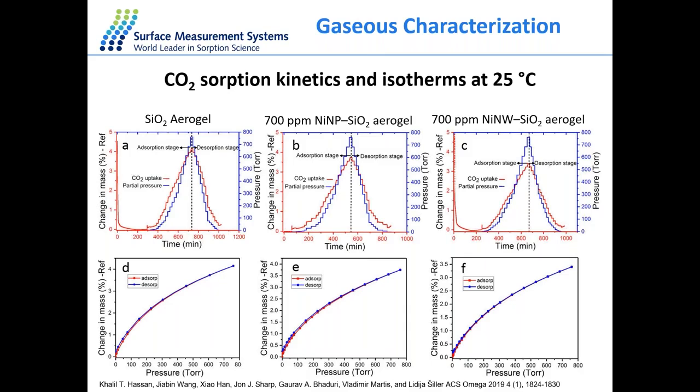The process is reversible, so the desorption curves return to the same point as at the start of the analysis. There are no hysteresis loops observed, indicating no tensile strength applies to the pores. What you can see is that the pure silica gel shows the highest absorption capacity for carbon dioxide, followed by the nickel nanowire particles, and then the 700 ppm nanoparticles.